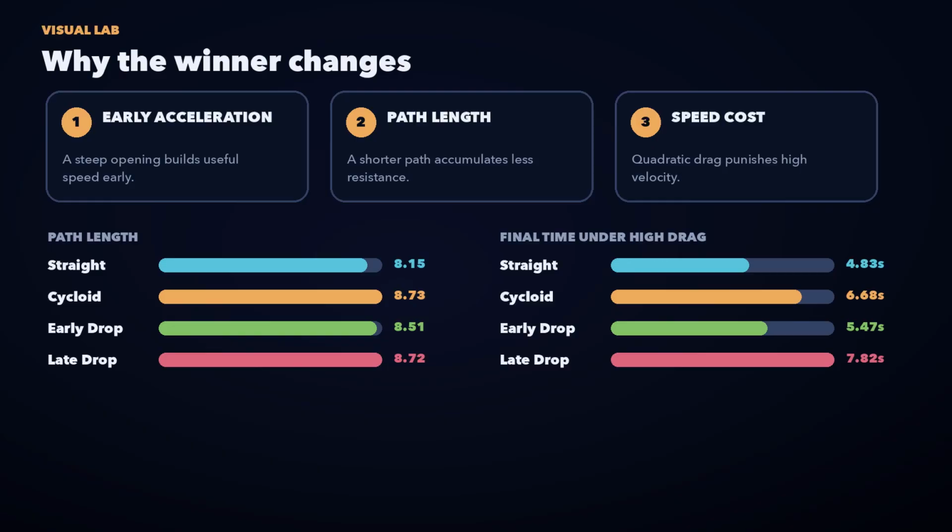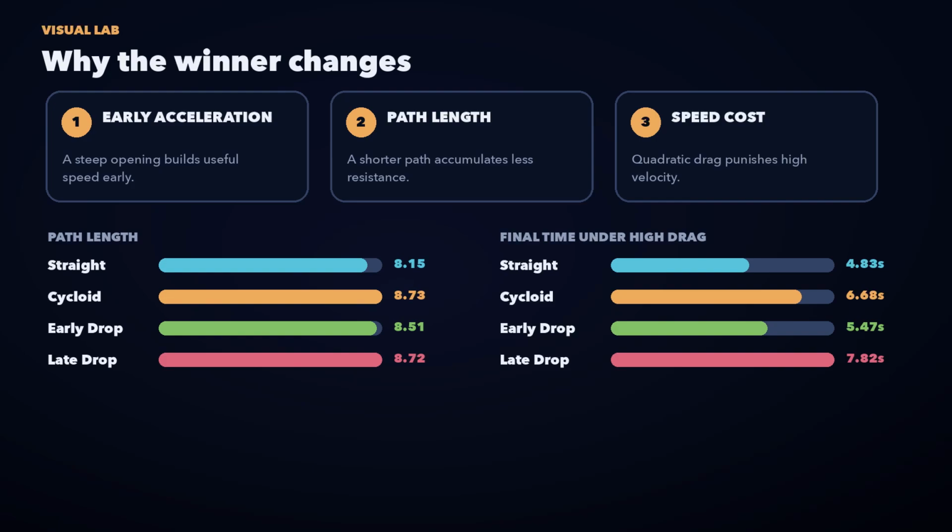The predetermined cycloid minimizes travel time for an idealized point moving under uniform gravity without these added losses. Our later rounds solve a different problem. Think of the total time as a competition between three effects. First is early acceleration. A steep opening builds velocity while much of the journey remains. Second is path length. Every extra piece of track takes time and creates more opportunity for resistance. Third is speed cost. Quadratic drag punishes high velocity much more strongly than low velocity.